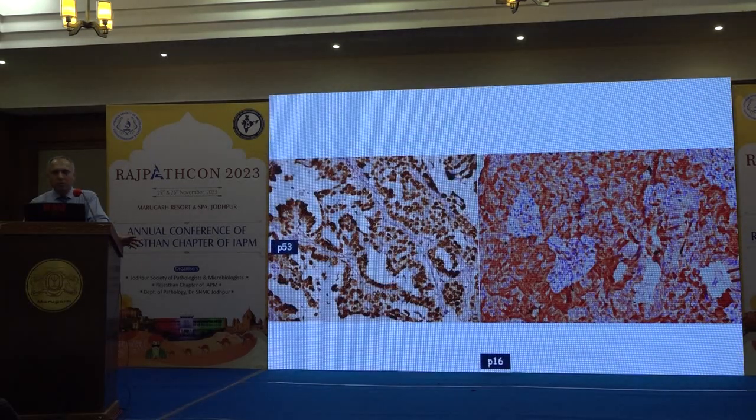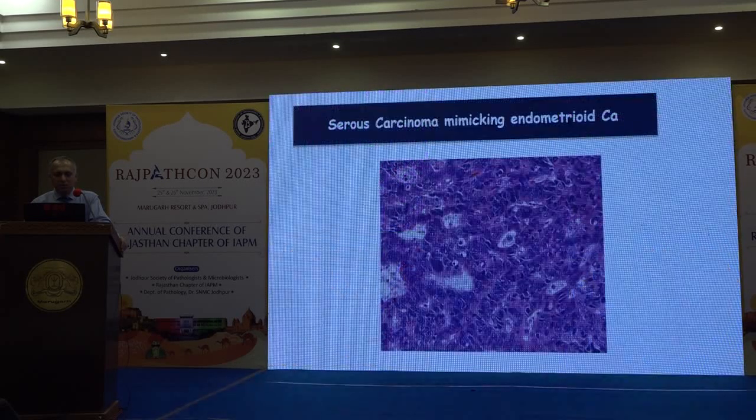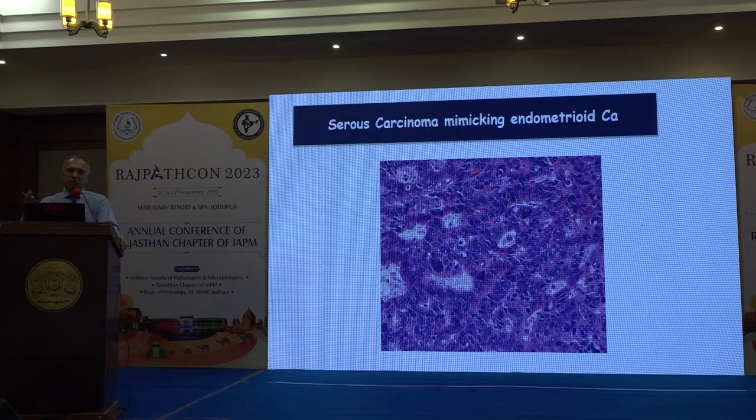And you can do a P53 which will be positive in more than 80%. P16 can help you. Sometimes it will also be diffusely positive. WT1 may or may not be positive. If it is positive, it is usually focal and not so strong as you see in serous carcinomas of the ovary. One must be wary of an endometrioid carcinoma. So whenever you see a gland forming tumor, don't jump to a diagnosis of endometrioid carcinoma. If you see very high grade looking nuclear features in a tumor which is showing predominantly gland formation, it is not automatically a high grade endometrioid or something.